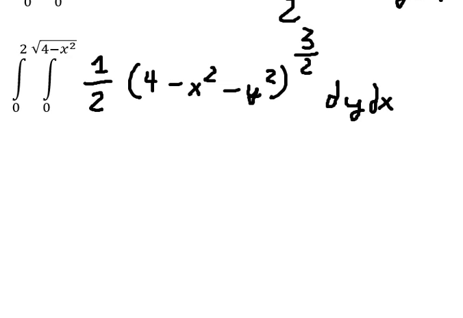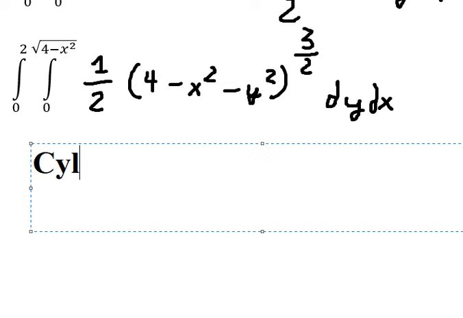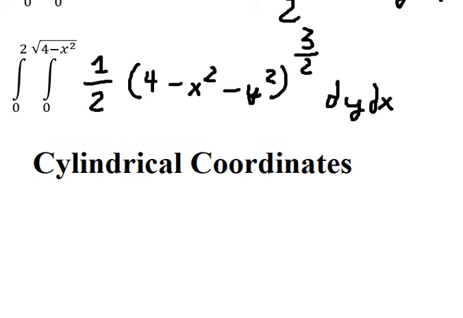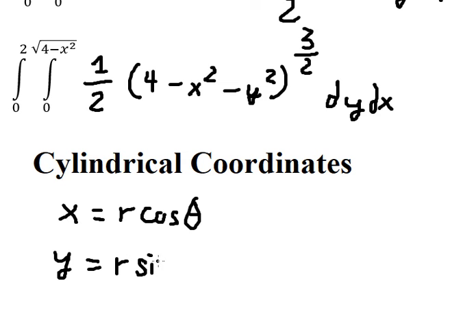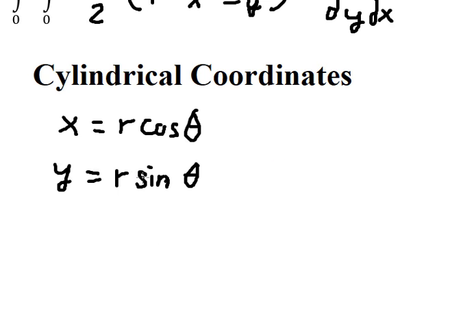Now we can use cylindrical coordinates. So we have x equals r cosine theta, y equals r sine theta. Now we have x squared plus y squared. So I will put this one going here, this one going here.